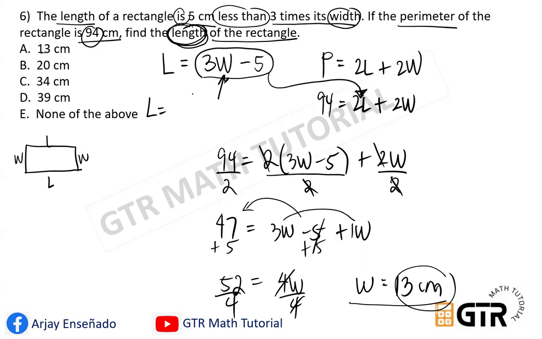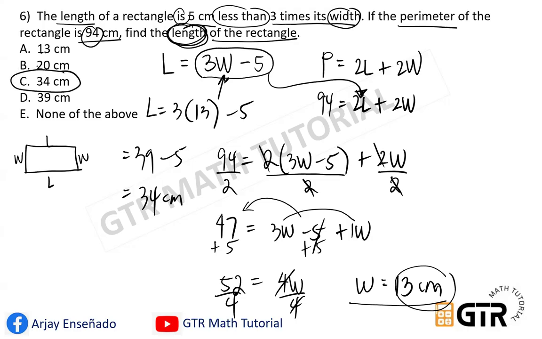So the value of the length is equal to 3 times W minus 5. So therefore, 3 times 13, that is equal to 39 minus 5. The value of the length now is 39 minus 5. We have 34 centimeters. And that is letter C. The length is 34 centimeters.